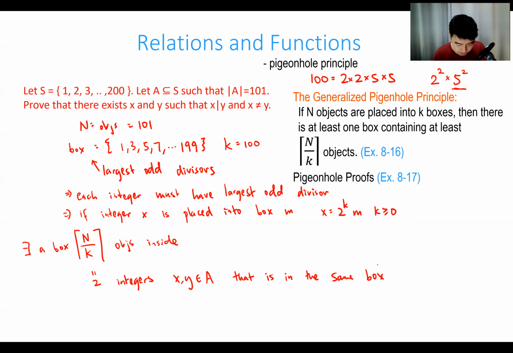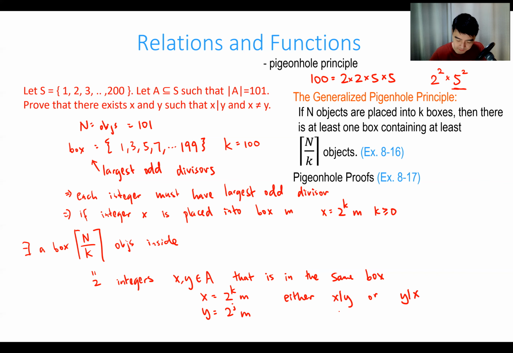Okay, from the pigeonhole principle, we know that there are at least two integers who are going to be placed in the same box. That is to say that x is equal to 2^k times m, and y is equal to 2^j times m, the same m. Okay, we're in the same box. So now I hope you're convinced that either x divides y or y divides x.